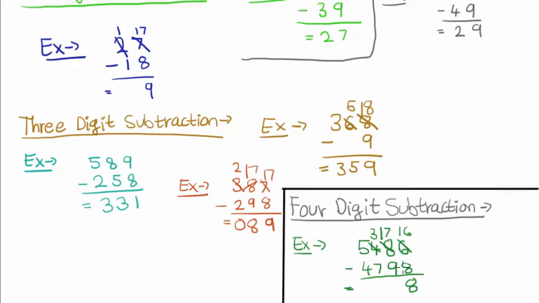Since 17 minus 9 is 8, and 3 minus 7 is a negative 4, I need to add 10 over here to give me 13, and take 1 away from the 5 to give me a 4. Now 13 minus 7 is 6, and 4 minus 4 is 0. So here's my answer. My answer is 688.